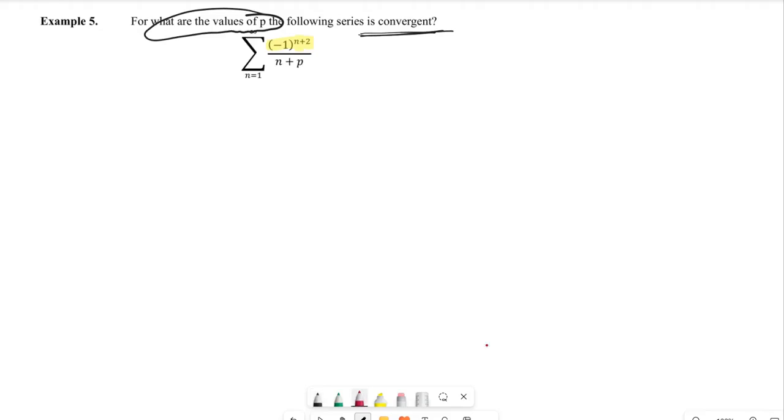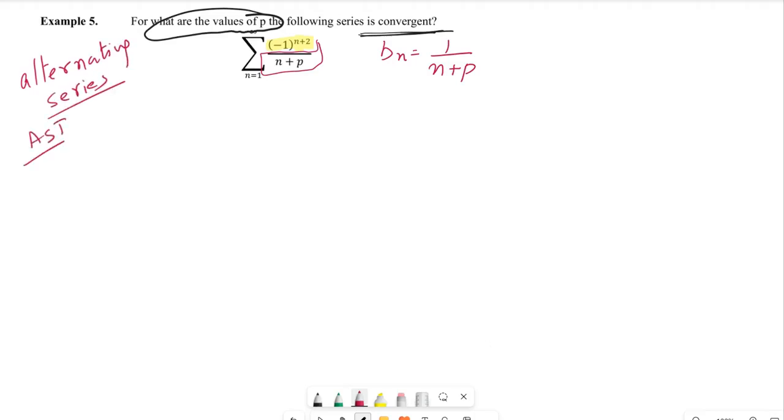Other than (-1), what is left in the series is Bn. I'm going to name it: Bn is 1 by n plus p. So that's the remaining part of the general term. Now, this is an alternating series. That means I can use the AST to test if this series is convergent or not.